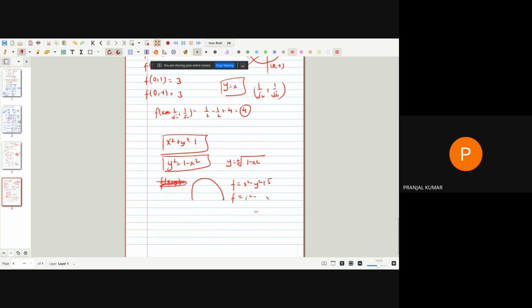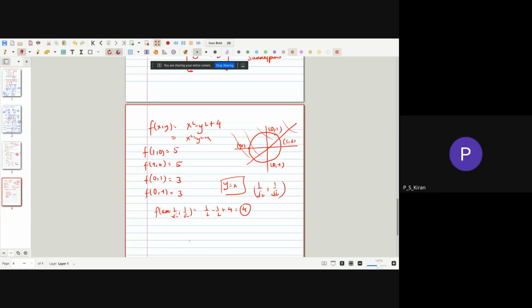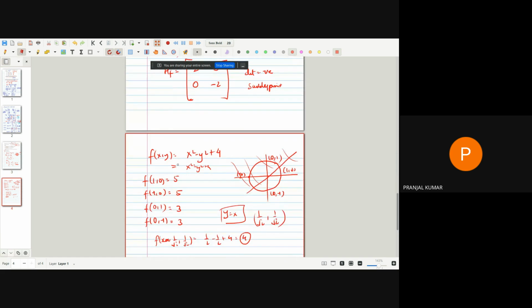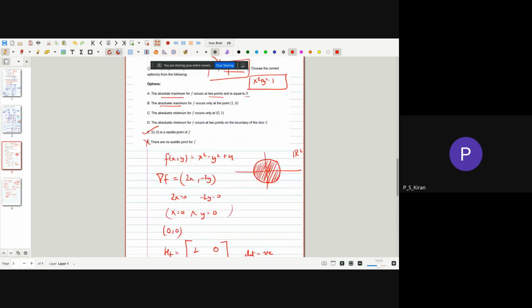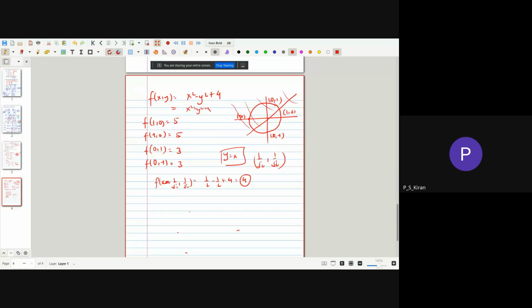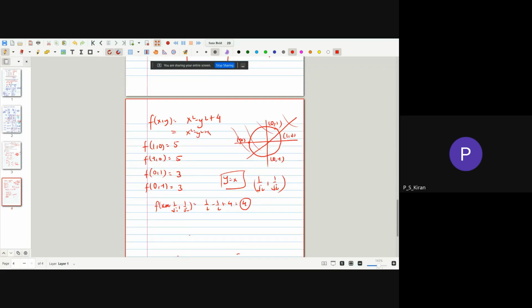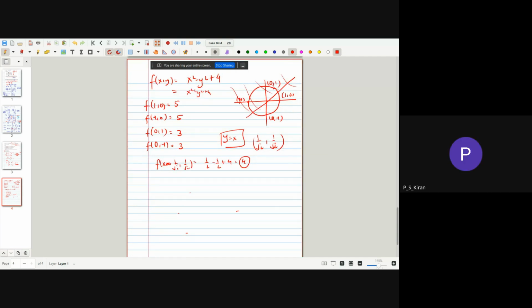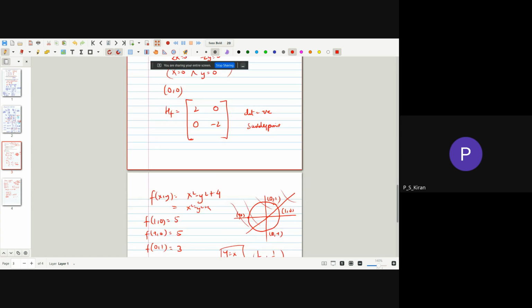Sir, why have you taken plus 5? What? X square minus y square plus 5. The function is x square minus y square plus 4, it is plus 4 only. Yeah, but you have taken plus 5. We have to check this function at the boundary, right? So we just substitute y equal to square root of 1 minus x square. But you have taken plus 5. Plus 5 where? Previous, can you undo?